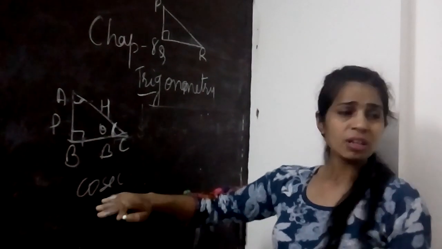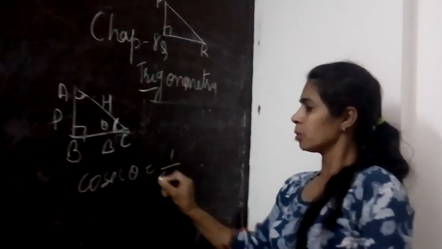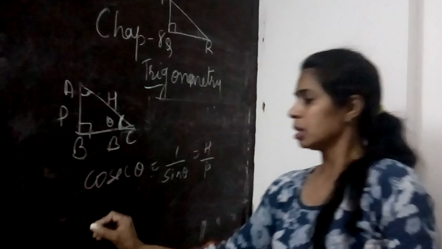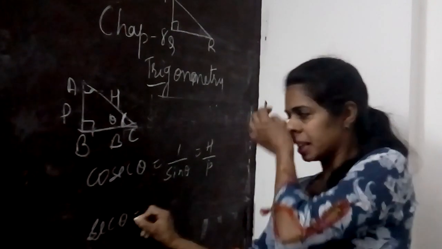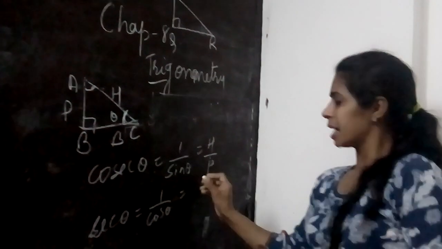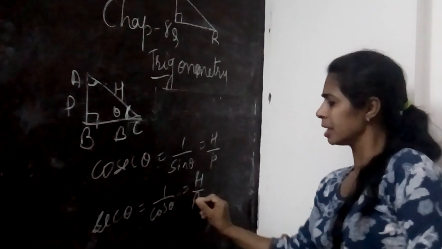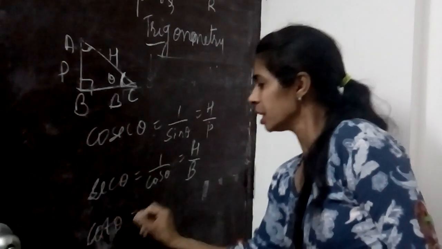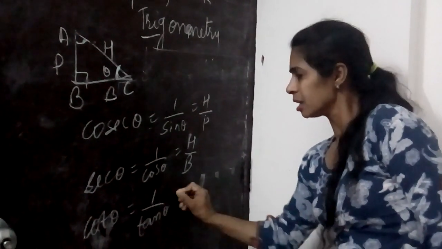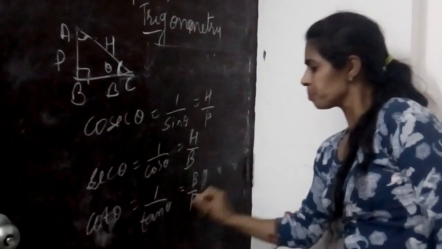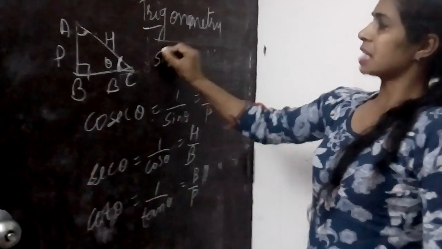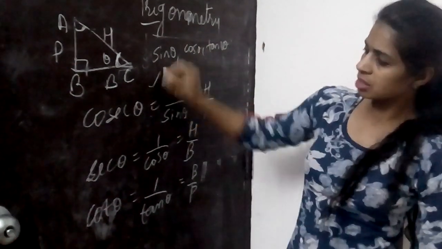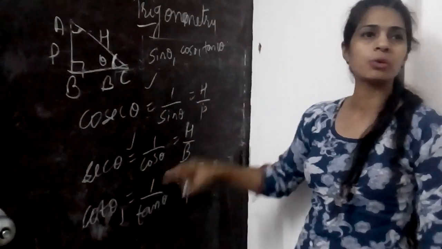So first one, when we are talking about cosec theta, it is equal to 1 upon sine theta, and hence the formula becomes H by P. Similarly, when we are talking about sec theta, it is 1 upon cos theta, and hence the formula becomes H by B. Similarly, the last one, cot theta, is equal to 1 upon tan theta, and it is equal to B by P. We have learned sine theta, cos theta, tan theta, and the rest three are just the reciprocals.